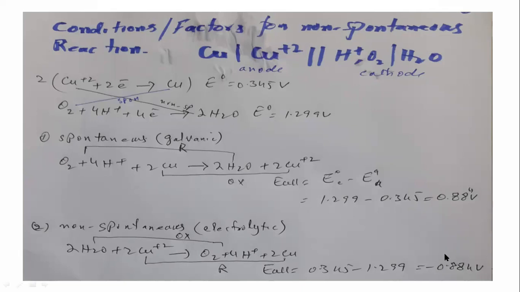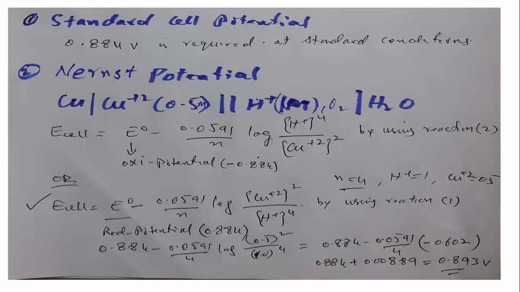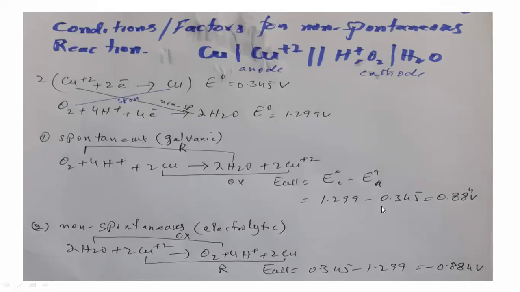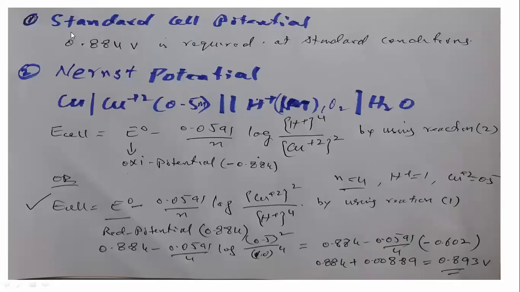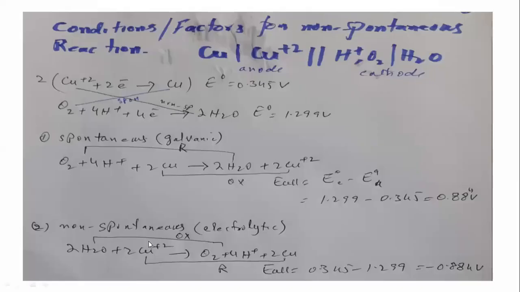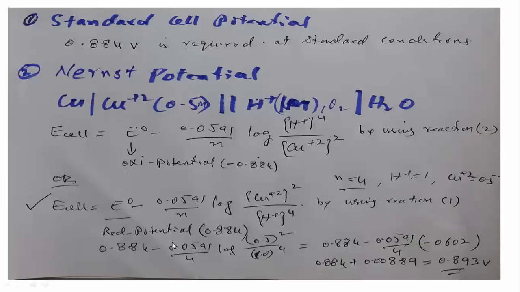So what are the other factors? And this is our today's objective. The first one is, of course, the value is minus over here. That means this is the standard cell potential, and you must require 0.884 potential to make this reaction occur, for we are considering this a non-spontaneous reaction.